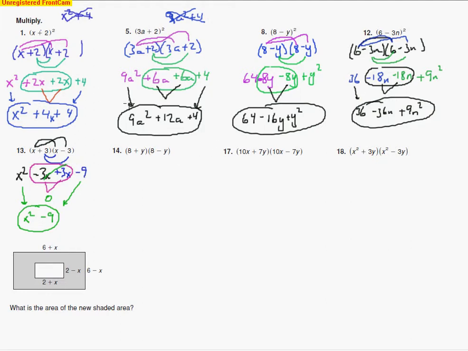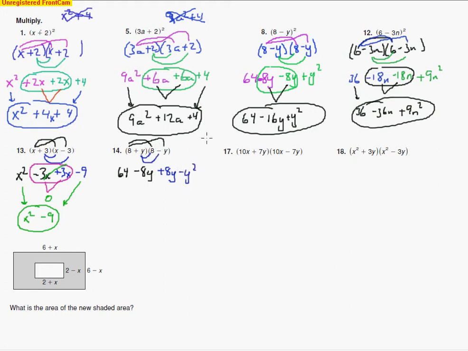Taking a look at the next one, we've got an 8 and an 8, which we'll multiply together. Again, using the FOIL method, that makes 64. Then 8 and negative y make a negative 8y. So now we've multiplied the 8 by each of the terms, so let's move on to the y. It's y times 8 makes a positive 8y, and a y times negative y makes a negative y squared.